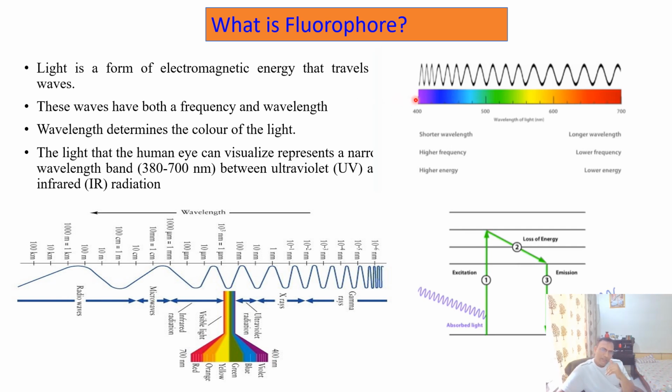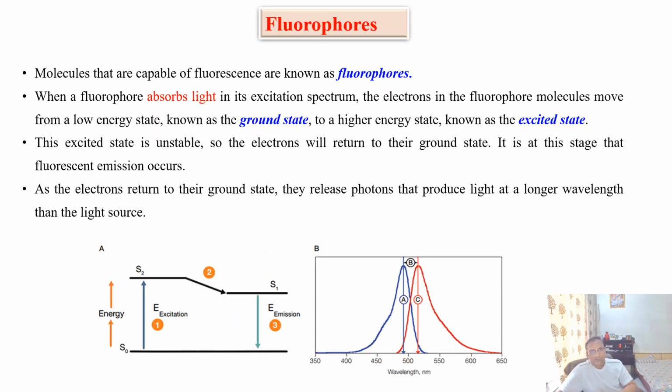Because it is lesser than violet, it is called ultraviolet. Above 700 nanometer it is infrared. So our eye detects only about 400 nanometer to 700 nanometer wavelength of light. Molecules that are capable of fluorescence, meaning that they can emit colorful light, are called fluorophores.